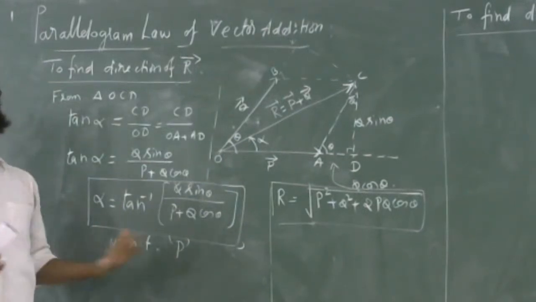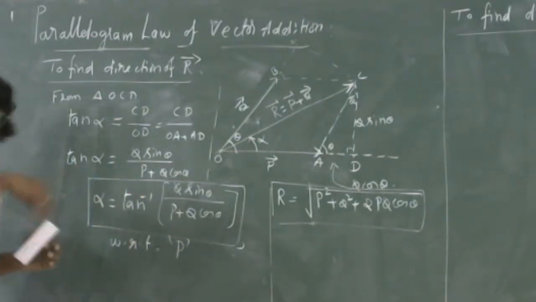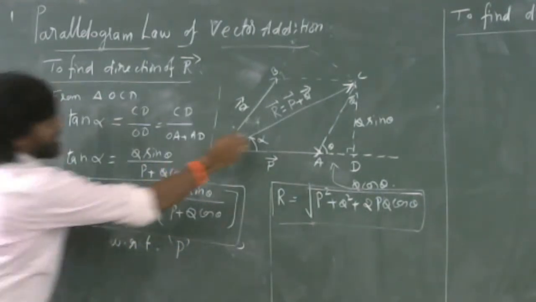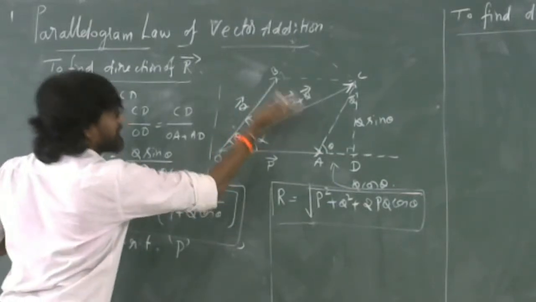With respect to which vector? Based on this, the terms will change. With respect to P it is this. Write another one also, and you can write this beta. Beta is the angle made by the resultant with respect to Q.